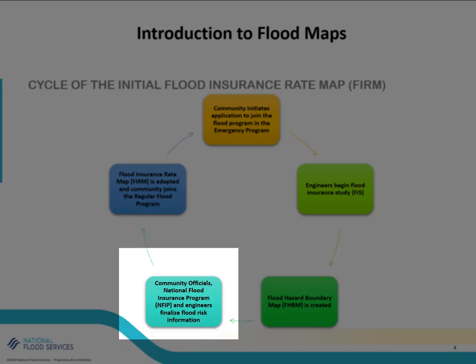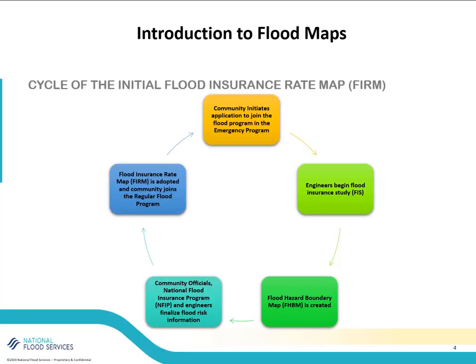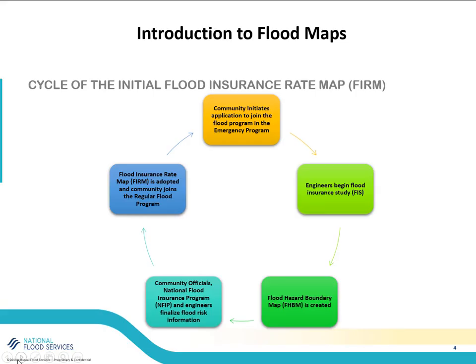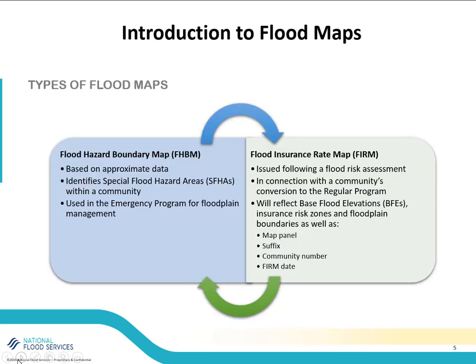Next, the engineers will give all the information that they've collected to the community officials to look over and publish. The community will also give suggestions or corrections to FEMA. FEMA will then take all of that information and publish a very detailed flood map called the Flood Insurance Rate Map, or the FIRM. The date that this map is approved and ratified is the same date that the community becomes fully approved in the flood program and is moved into the regular program.